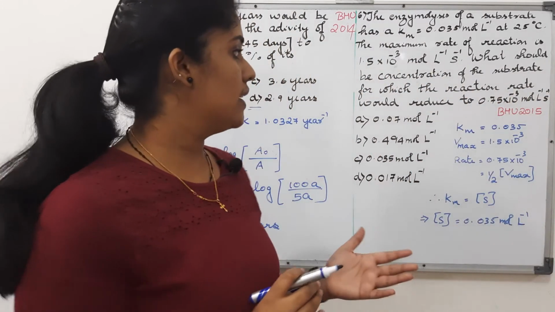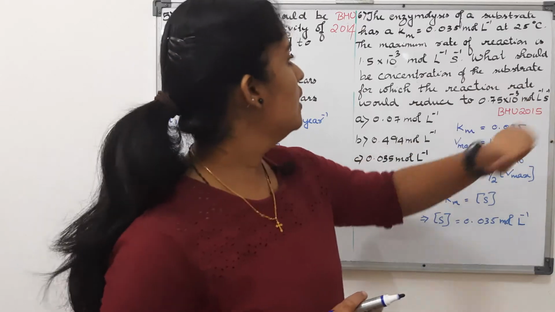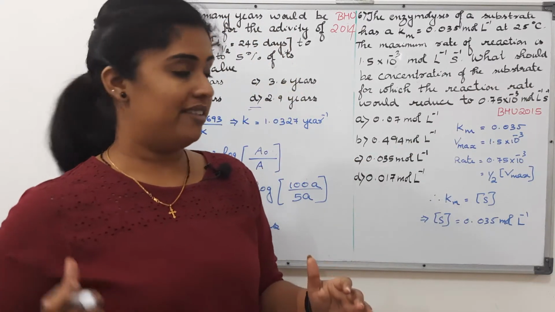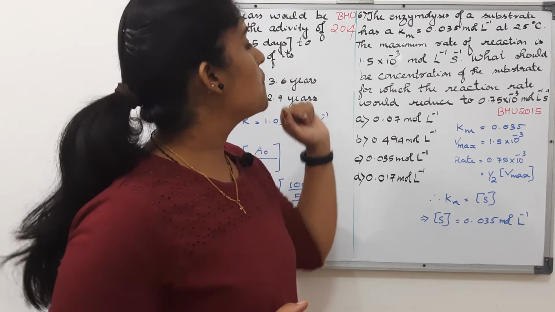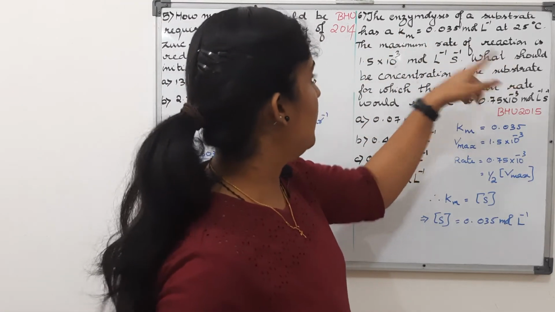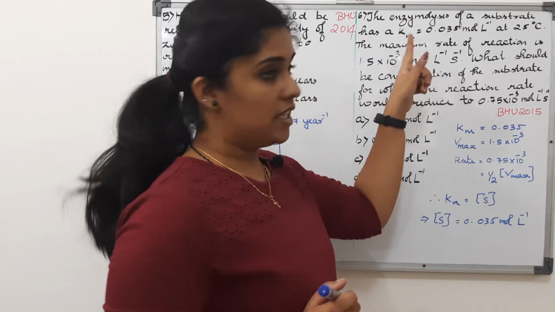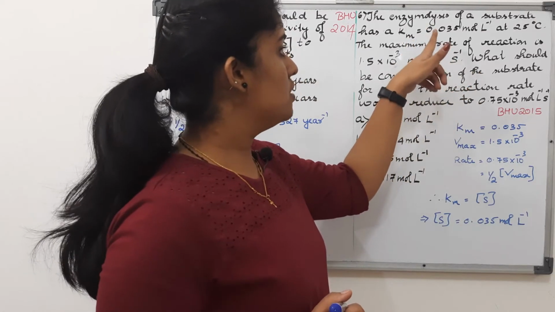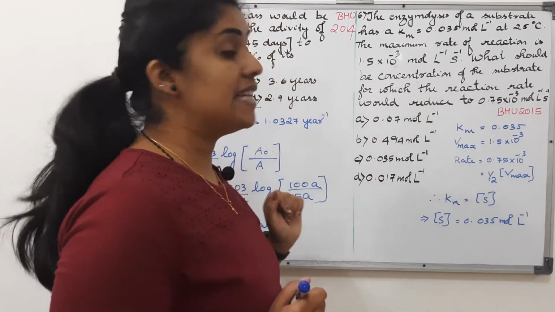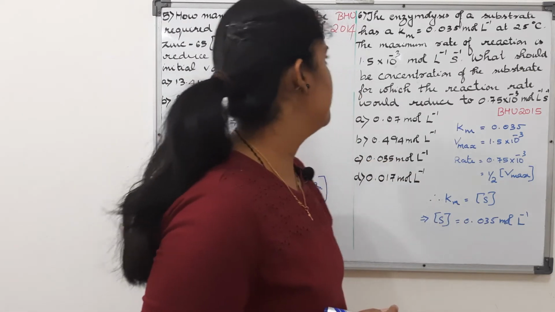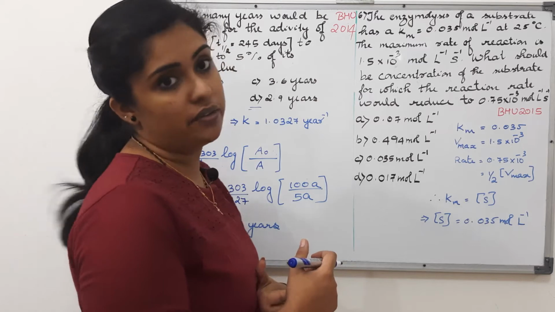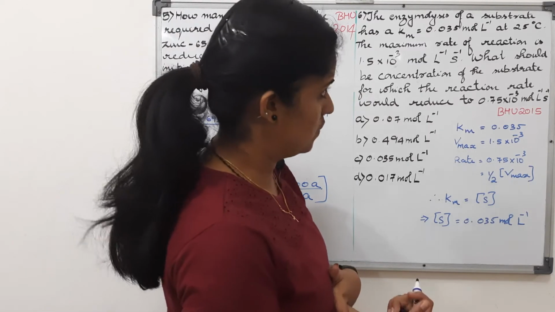Let's move on to the next question from BHU 2015. This is also similar to something that you did previously, which is on enzyme catalysis. So here they say that the enzymolysis of a substrate has the Km, Michaelis constant, given as 0.035 mol liter inverse at 25 degrees Celsius, and the maximum rate of the reaction is given as 1.5 into 10 power minus 3 mole liter inverse second inverse.